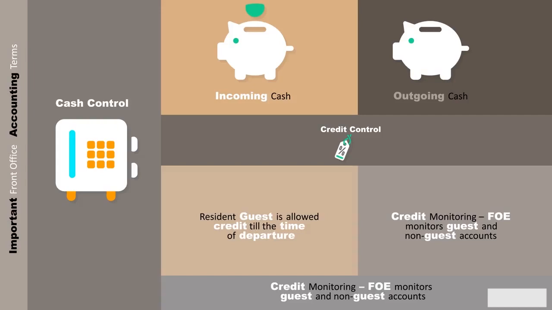Credit monitoring. The front office monitors guests and non-guests' accounts to ensure that they are within the permissible credit limit. Though floor limits are set by the credit card companies, still, front office needs to take approval on the credit cards.